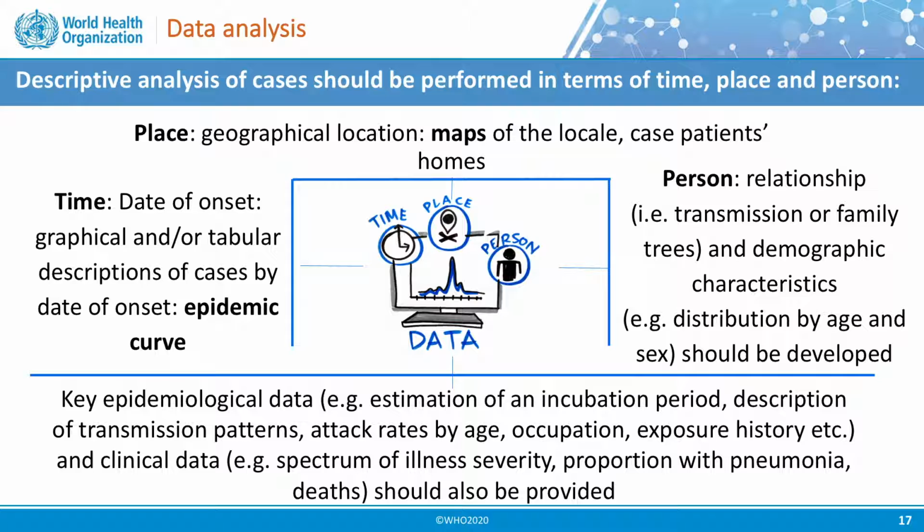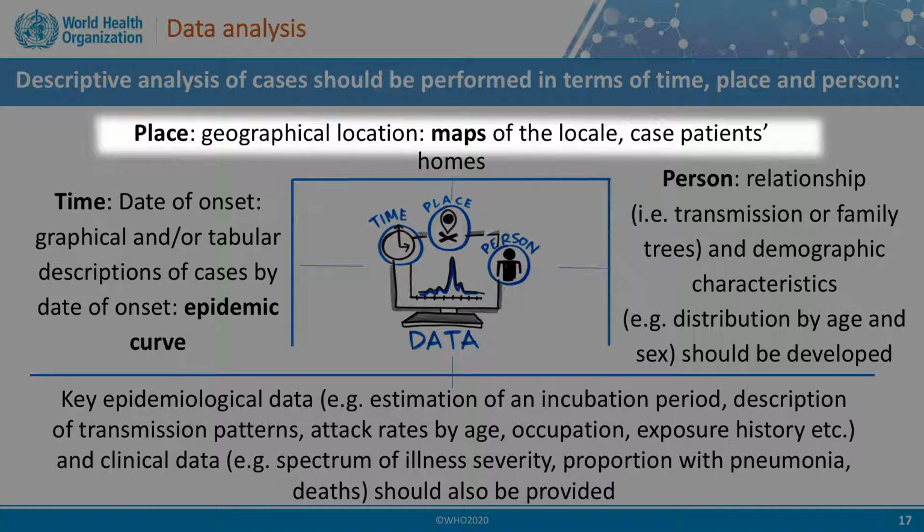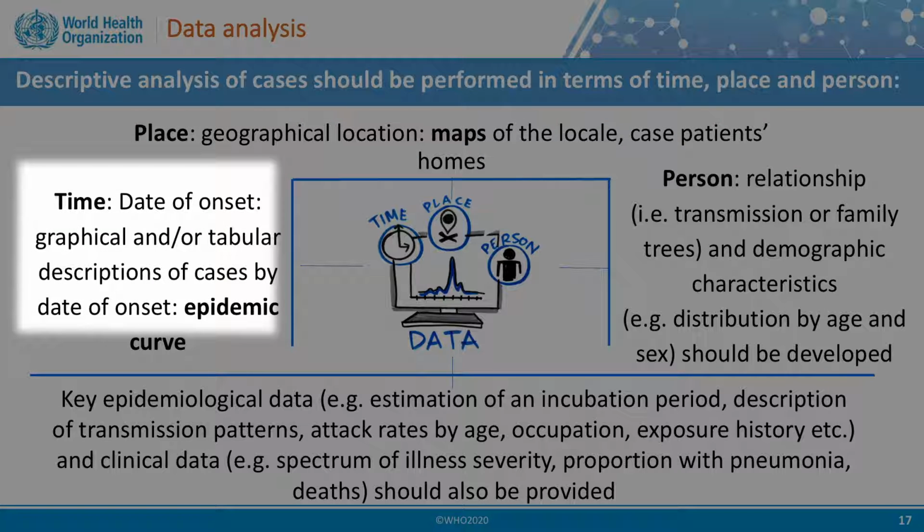Descriptive analyses should be performed on the data that you collect from these cases, looking at time, person, and place. And what we mean by this is, place is the geographic location of where these cases have been identified. Create maps looking at where individuals either reside or where those individuals have been. Time is the dates of symptom onset of the cases that have been identified. Graph this or put this in tables so that you can better describe the progression of cases that have been identified over time and create an epidemic curve.